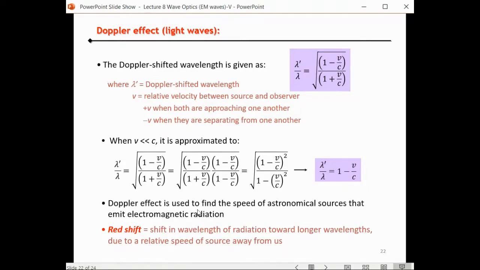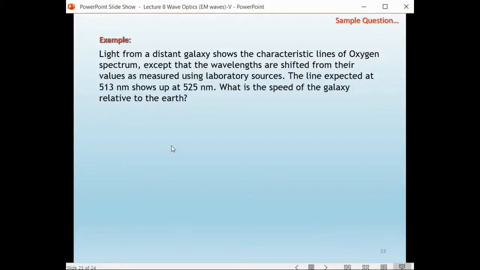This Doppler effect is used to find the speed of astronomical sources that emit electromagnetic radiation. When the astronomical sources, for example the stars, are moving away from us, then we will see a red shift in the wavelength of the radiation detected. In other words, this detected wavelength will occur at a larger value. Here is an example that characterizes this shift in the wavelength from an astronomical source.